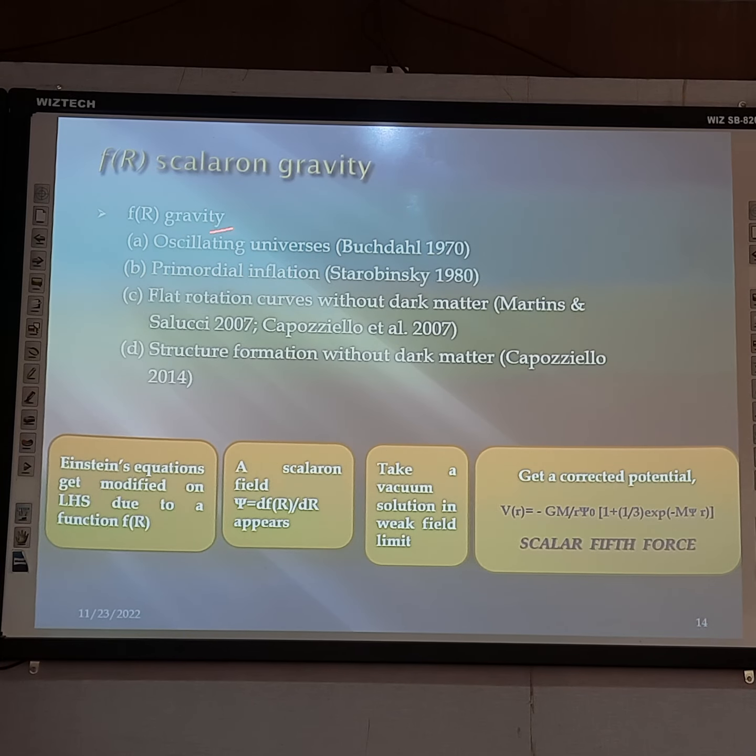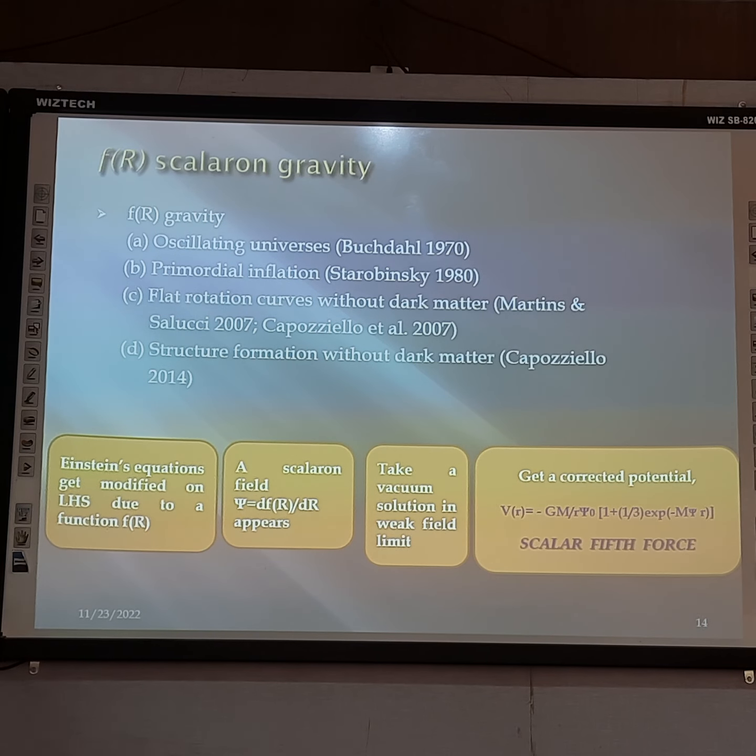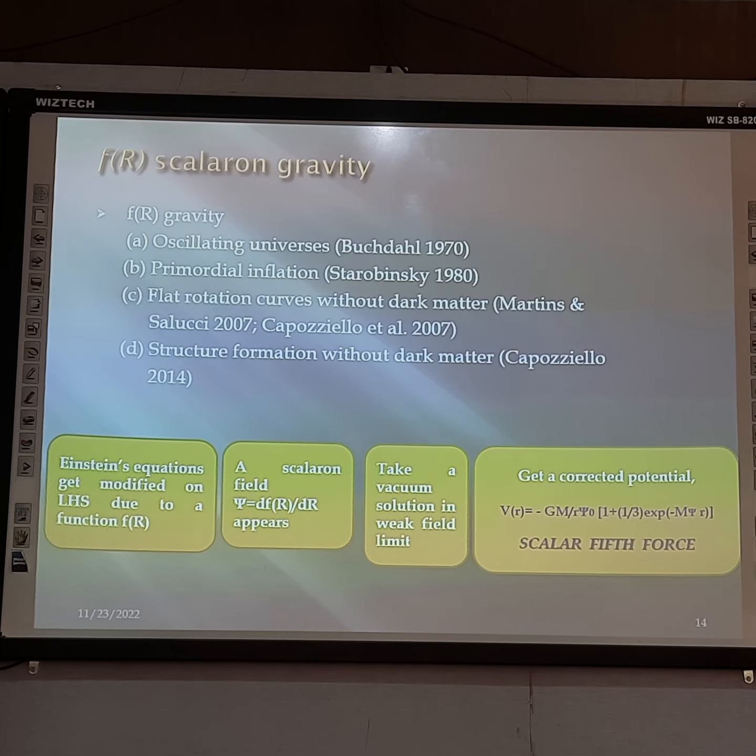Now let's come to f(R) scalar gravity. So what is f(R) gravity? This is the motivation of f(R) gravity first. In 1970, this model was proposed to explain bouncing universes, oscillating universes. Then in the 1980s, Starobinsky proposed that primordial inflation can be explained by modifying Einstein's equation, simply modifying the Ricci scalar as a general function on the left-hand side of Einstein's equation. And then from 2007 onward, people started working on whether f(R) gravity can be a good explanation of the flat rotation curve without introducing dark matter.